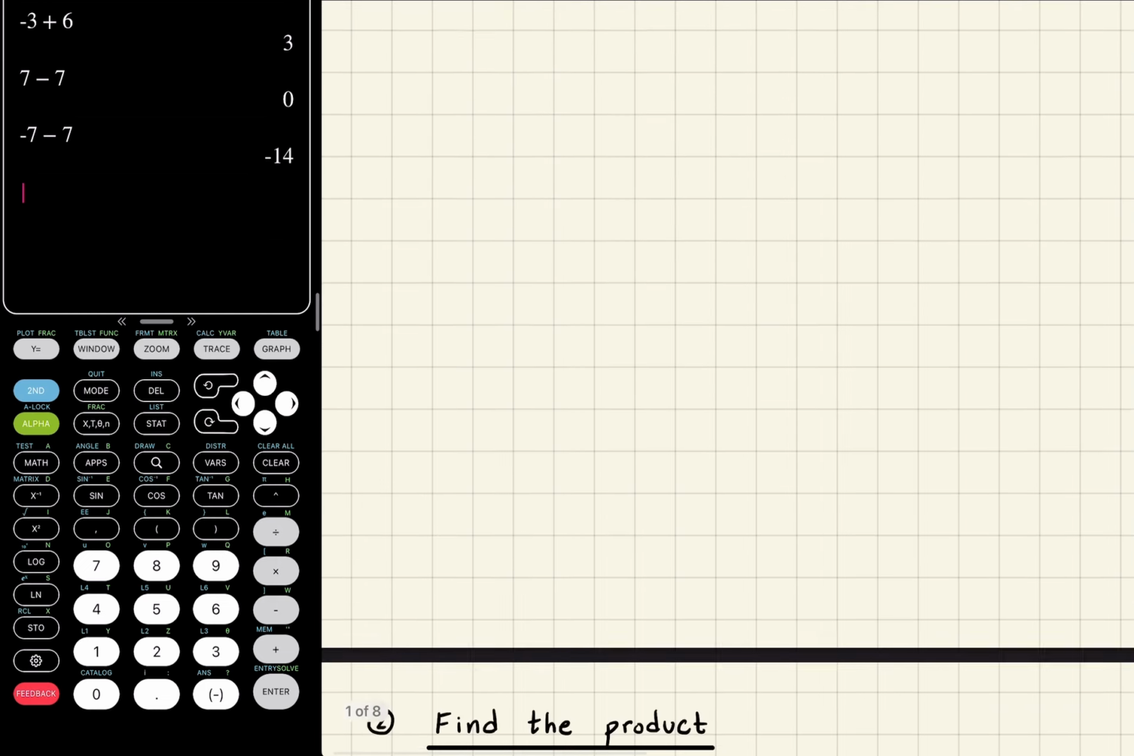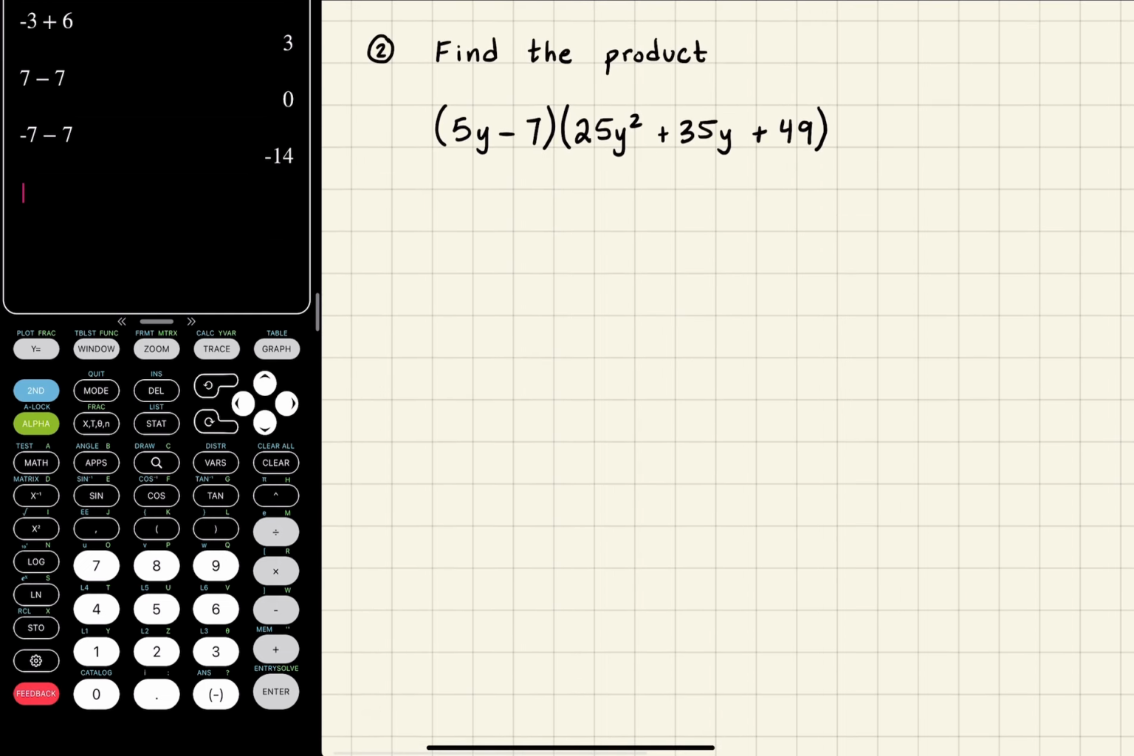All right, let's take a look at problem number 2, asking us to find the product or multiply these two polynomials together. And you might remember that this is the handshake method. So we'll start with the first term. He's going to shake hands or multiply by the first term over here. 5 times 25 is 125. And y times y squared, remember we add the exponents, so that would be y to the third power, because 1 plus 2 is 3.